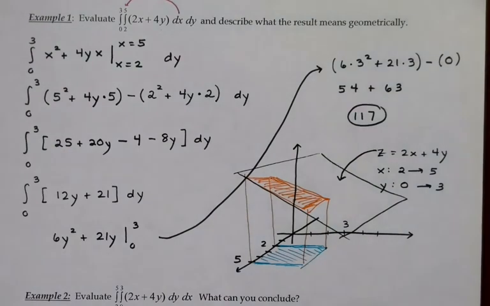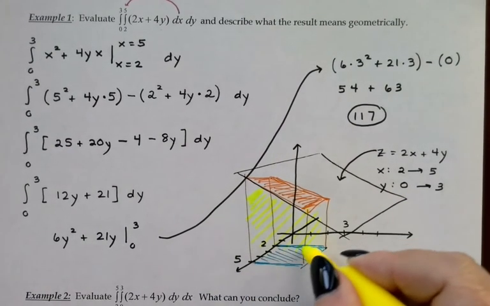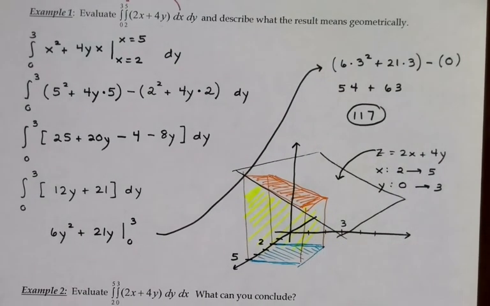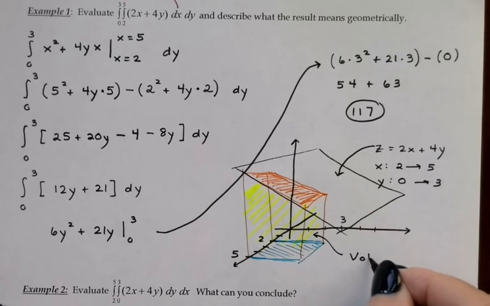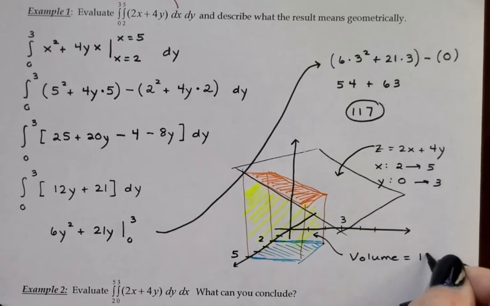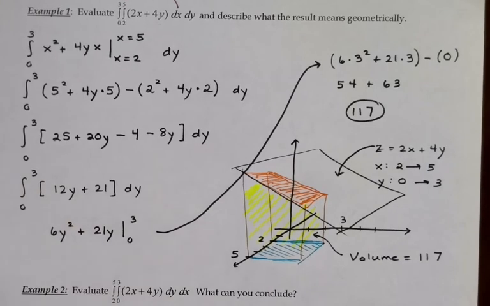And so that whole thing, that whole solid in there, has a volume of 117 cubic units, whatever our units are. We won't attempt to draw most of these, but just for this first one, I wanted you to see how the pieces fit together.